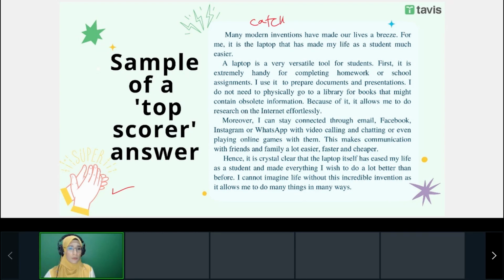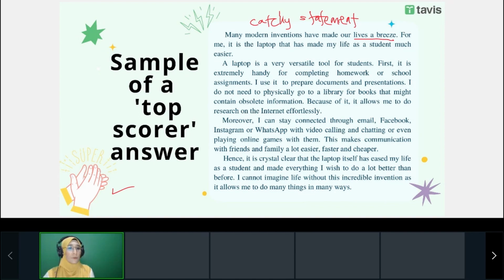Right? Just now there was no statement at all, right? So this is considered a catchy statement. Many modern inventions have made our life a breeze now. This is just to compare how the modern invention has really eased all our lives, right? It's making life like a breeze. A breeze is a nice kind of wind, right? And definitely it helps a lot when it comes to doing your daily stuff. So here in this case, yes, a score already for catchy statement.